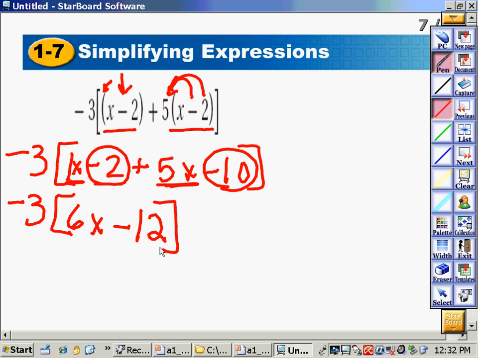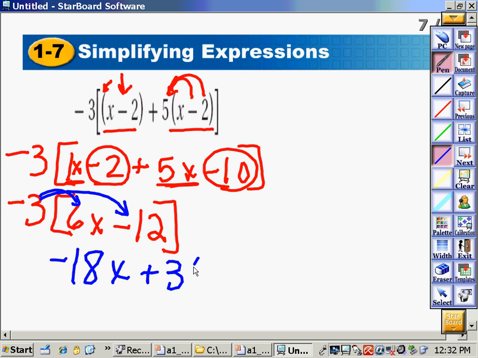Is everything in the parentheses combined? Yes, it is. Now I can distribute the -3. Now it's a negative, so it is going to change the signs of my final answers. -18x and the -3 times a -12 is +36. Oh my goodness, I've completely simplified, so that is my final answer.